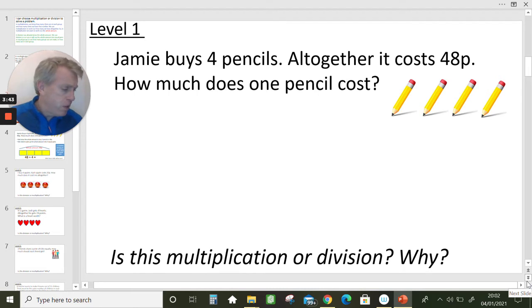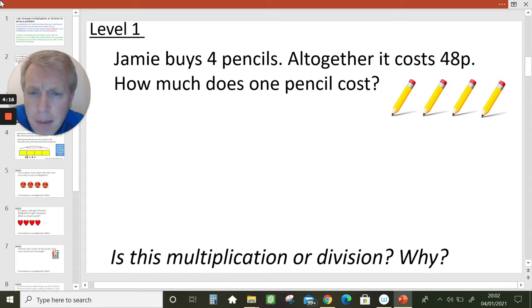Ooh, right. Jamie buys 4 pencils. Altogether in total, the whole amount that he spends, it costs 48 pence. How much does 1 pencil cost? So, pause the video in a minute and think, is it multiplication or division? And why? Have a go. So, pause it now. Okay, hope you've had a go.